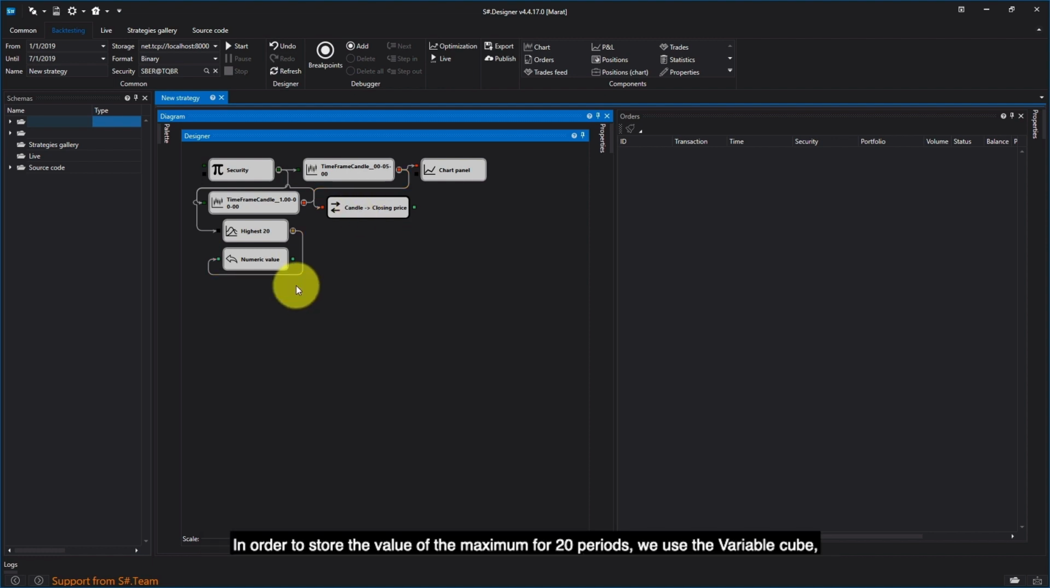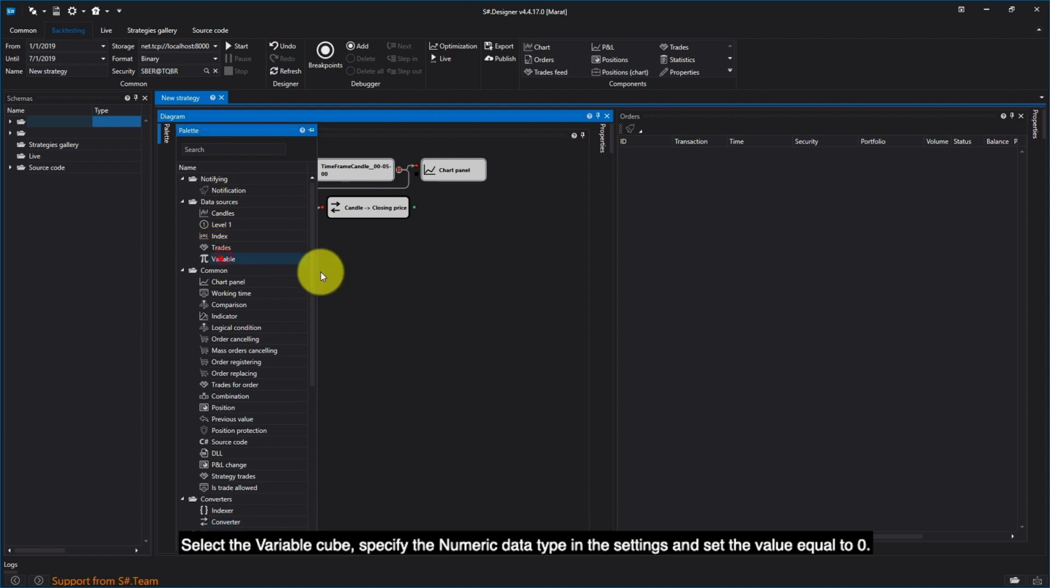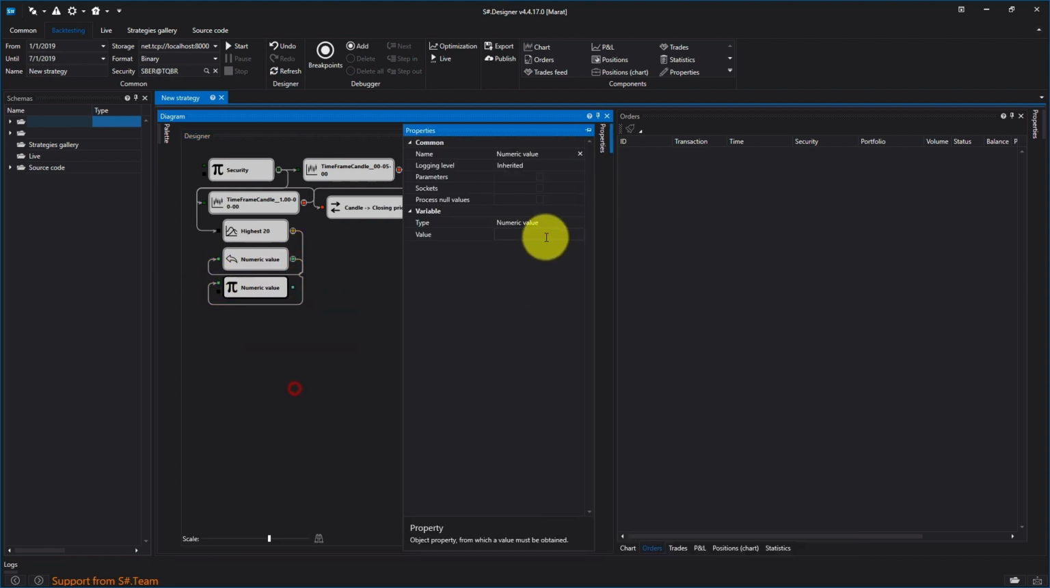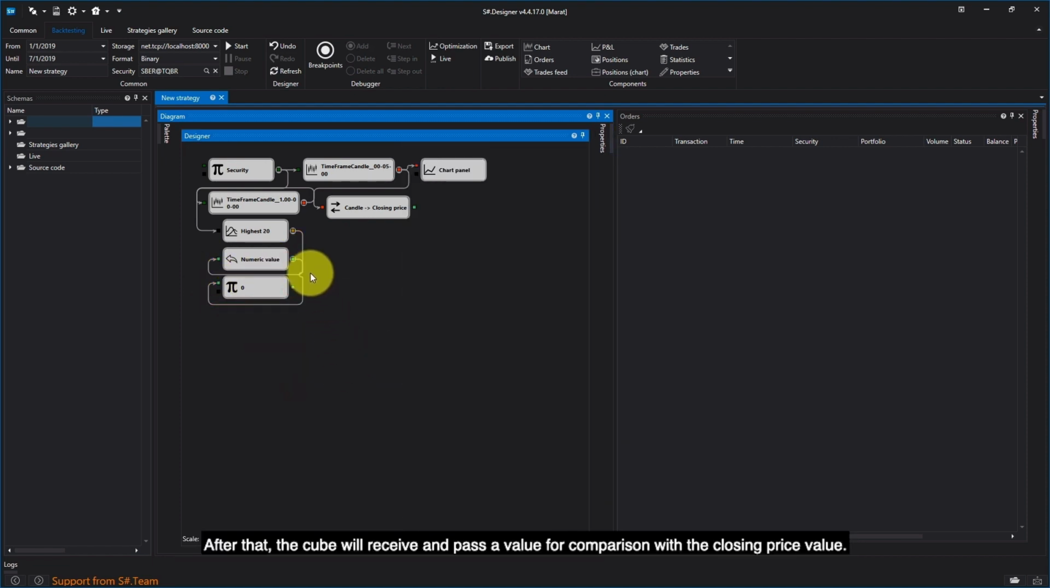In order to store the value of the maximum for 20 periods, we use the variable cube, which will receive, store, and pass the given value for comparison. Select the variable cube, specify the numeric data type in the settings, and set the value equal to 0. After that, the cube will receive and pass a value for comparison with the closing price value.